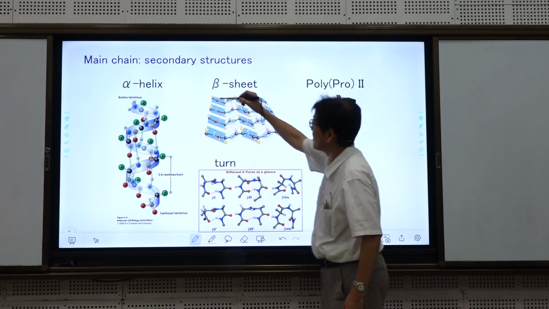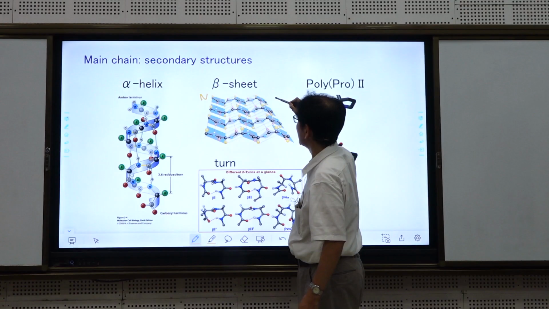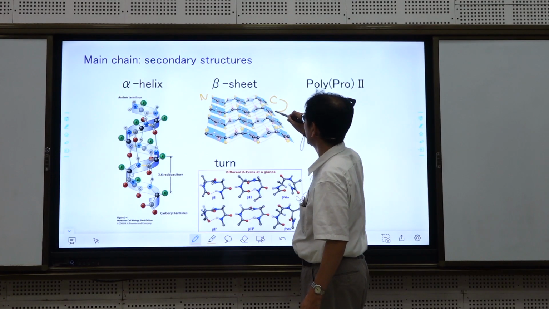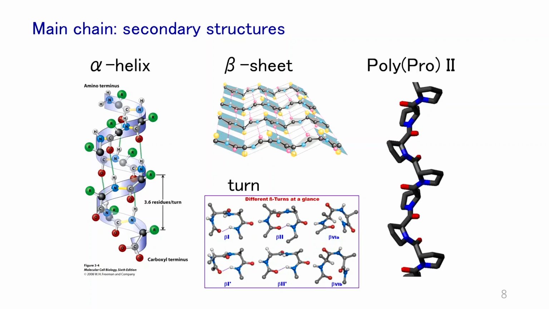And about the beta sheet structure: N, C, then turn. Go from N dash to C dash, turn. N2 dash to C2 dash, turn. So by including the turn structure, it may form such a sheet structure.